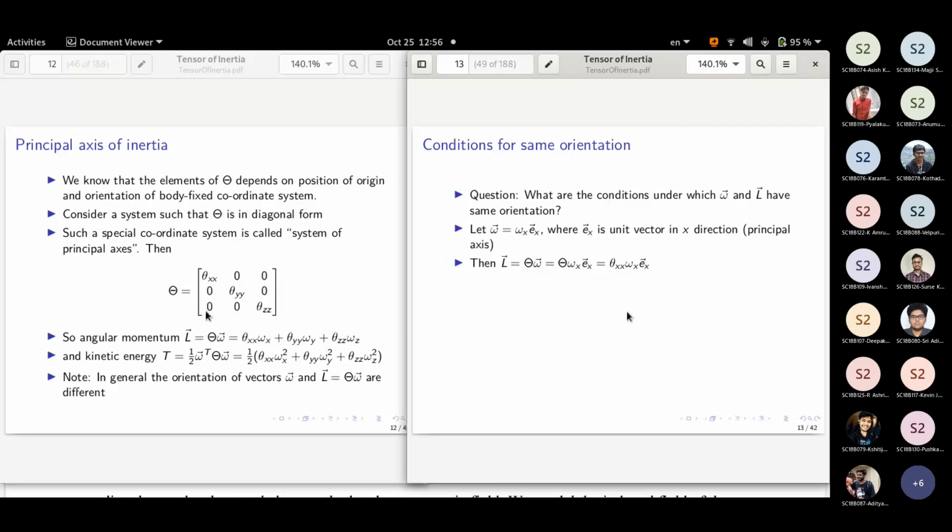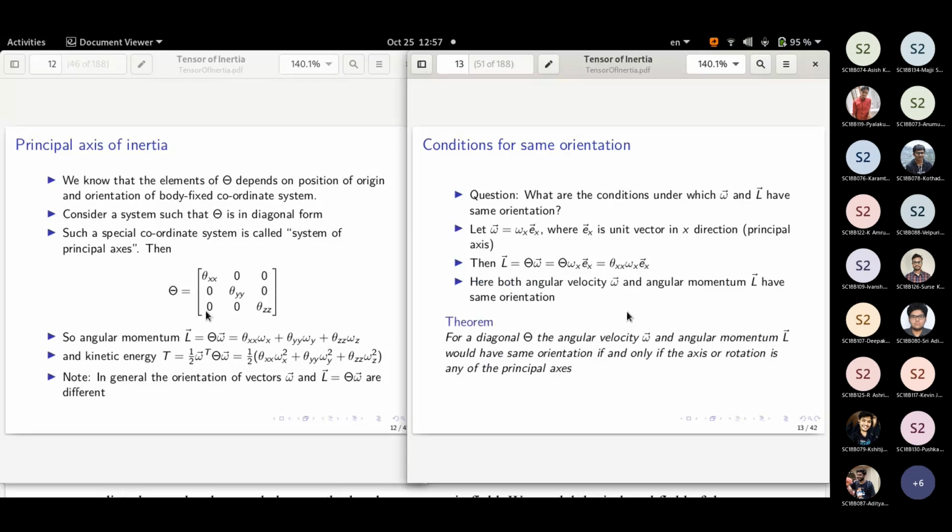So if the angular velocity vectors are along the x-axis, y-axis, or z-axis, then the angular momentum vector will be in the same direction. So these are special cases. Whenever you have the tensor of inertia matrix in diagonal form, and the angular velocity vector is along one of the coordinate axes, that is the x-axis, y-axis, or z-axis, in these particular cases, the angular momentum vector and the angular velocity vector are in the same direction. So both the angular velocity and angular momentum are in the same direction.